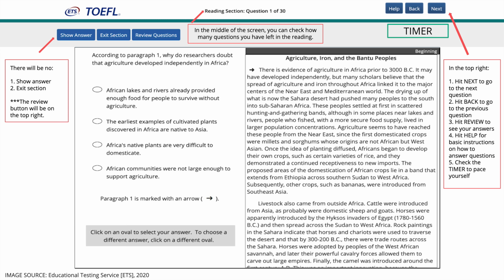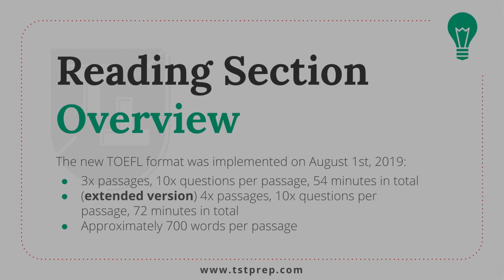Now, this is a screenshot from ETS, actually, the company that makes the TOEFL, and this is what a reading passage will look like. There will be a timer in the top right, and there will be a couple of buttons. You can hit next to go to the next question, back to go to the previous question, and you can also see the number of questions you're at at the top of the screen as well. In this example here, this is the first out of 30 questions.